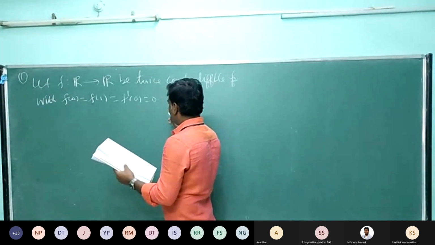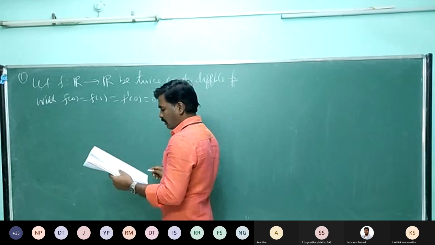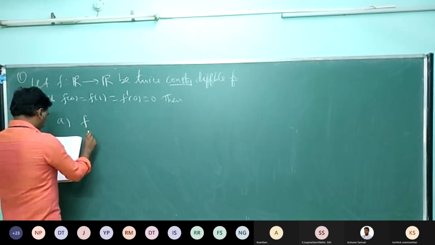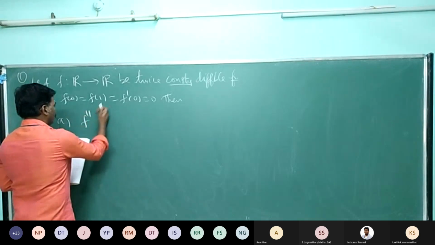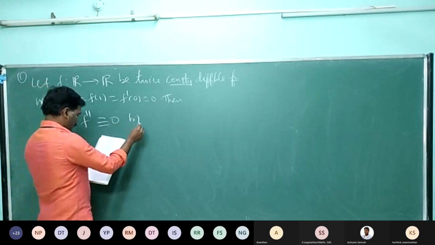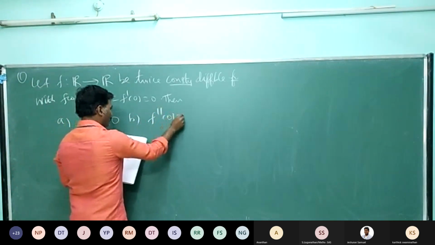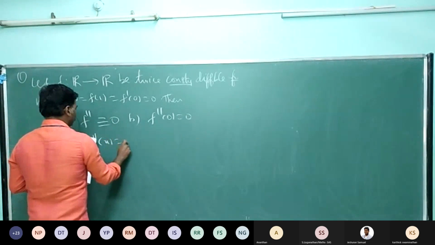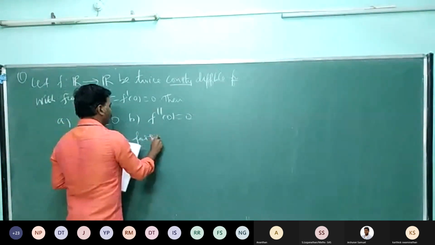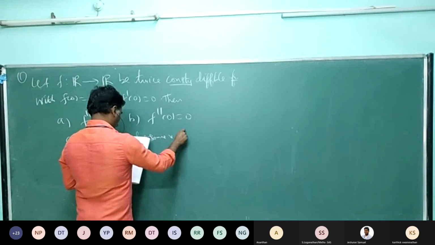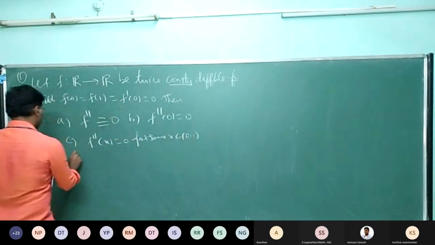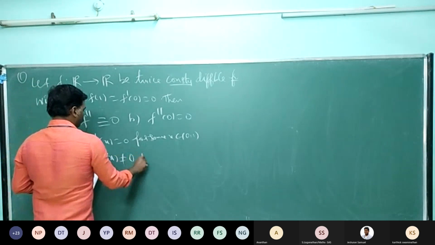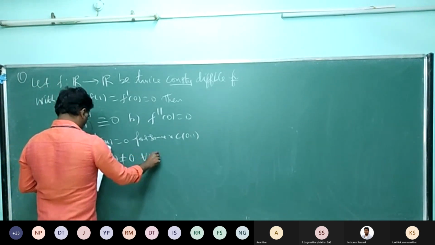Then the options are: A, f double prime equal to 0 identically. B, f double prime of 0 equal to 0. C, f double prime of x equal to 0 for some x in the interval 0 to 1. D, f double prime of x not equal to 0 for any x belonging to R.